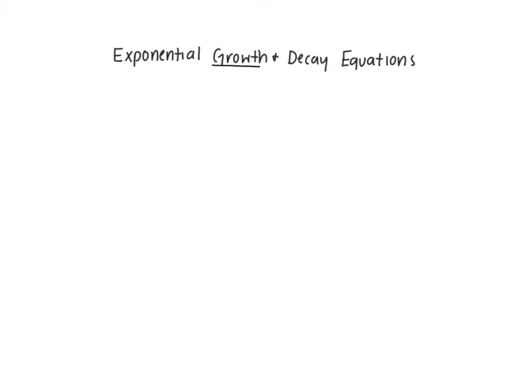One, obviously, is the growth function, and one is the decay function. The equations are going to look really similar, but they have one key difference, which we will get to in a minute. But first, let's start with the exponential growth. So our equation is going to look like this. Y equals A times 1 plus R raised to the t power.